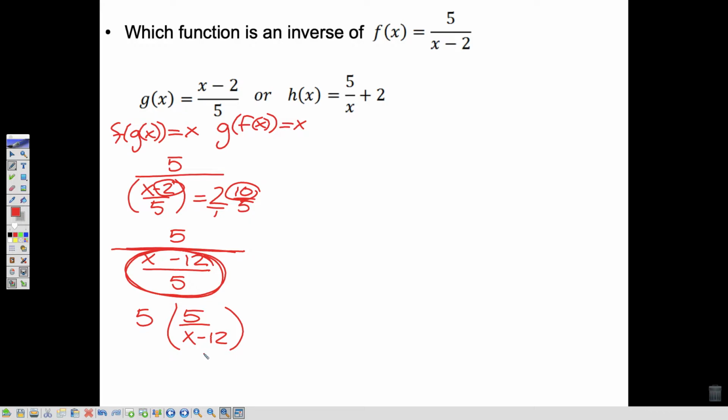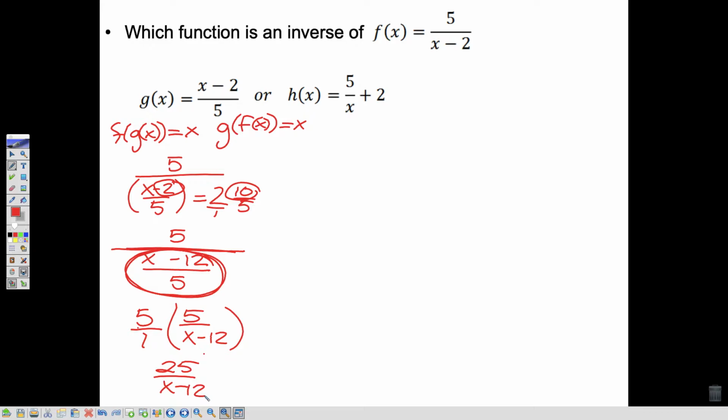Okay. Now this, what is this 5? Is that 5 in the numerator or denominator? Numerator. So if it was in the denominator, I could reduce, yes? But I can't. So I now have 25 over x minus 12. And it's all reduced. What was that supposed to equal?